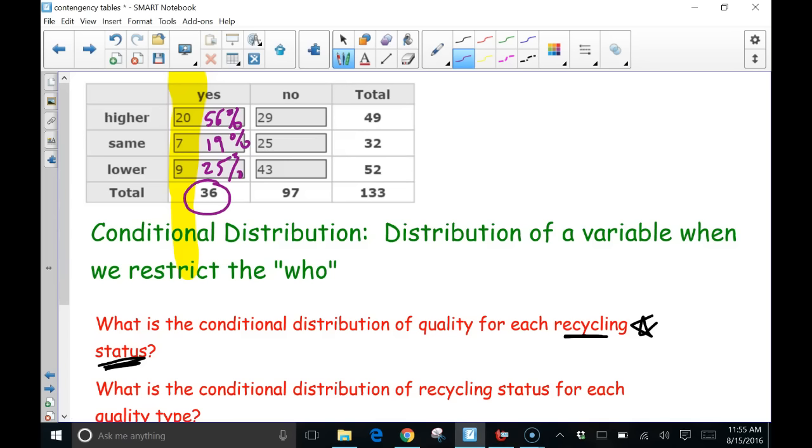And you can see pretty clearly that if they recycle, they really thought the quality was higher. Now, if we go to the no column and restrict ourselves to the no's, now we're saying to ourselves, well, of the no's, which there are now 97 of them, what percentage thought the quality of the coffee filters was higher? That's going to be 29 out of the 97, which turns out to be 30%.